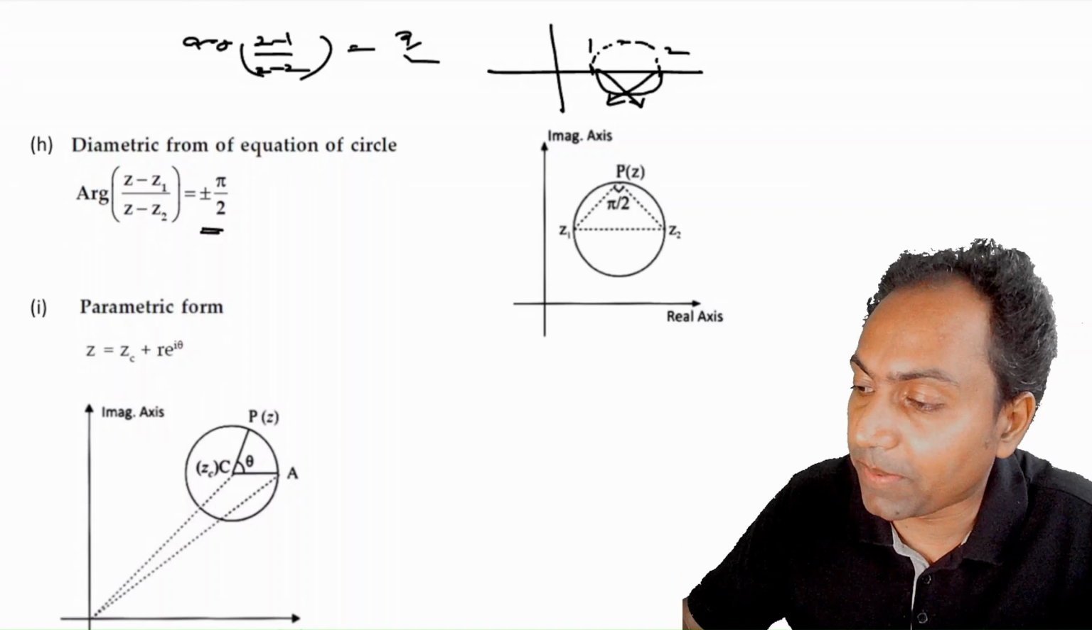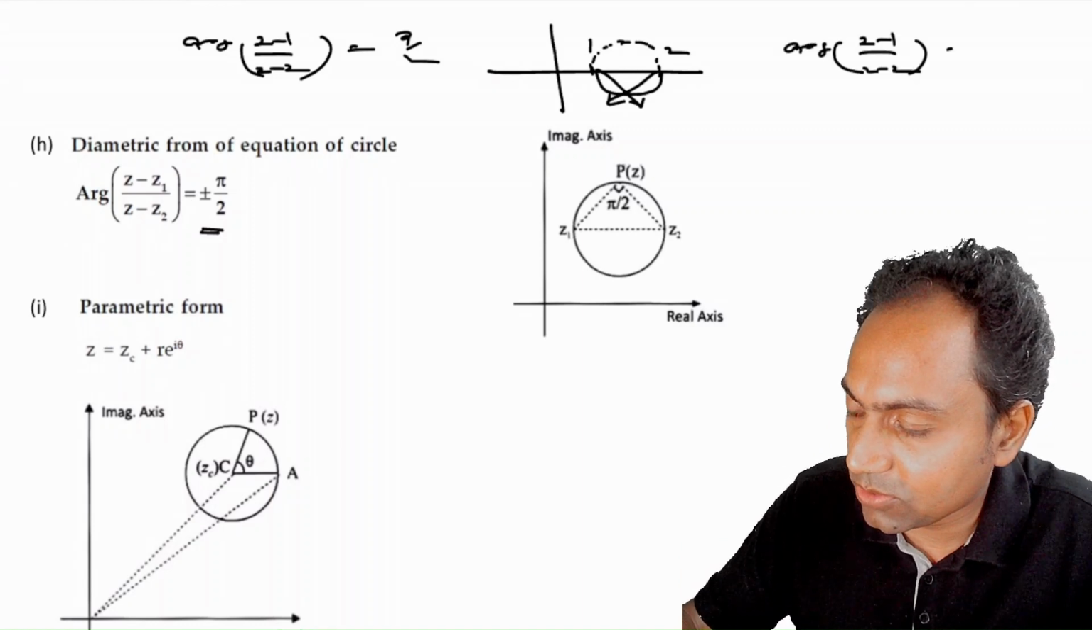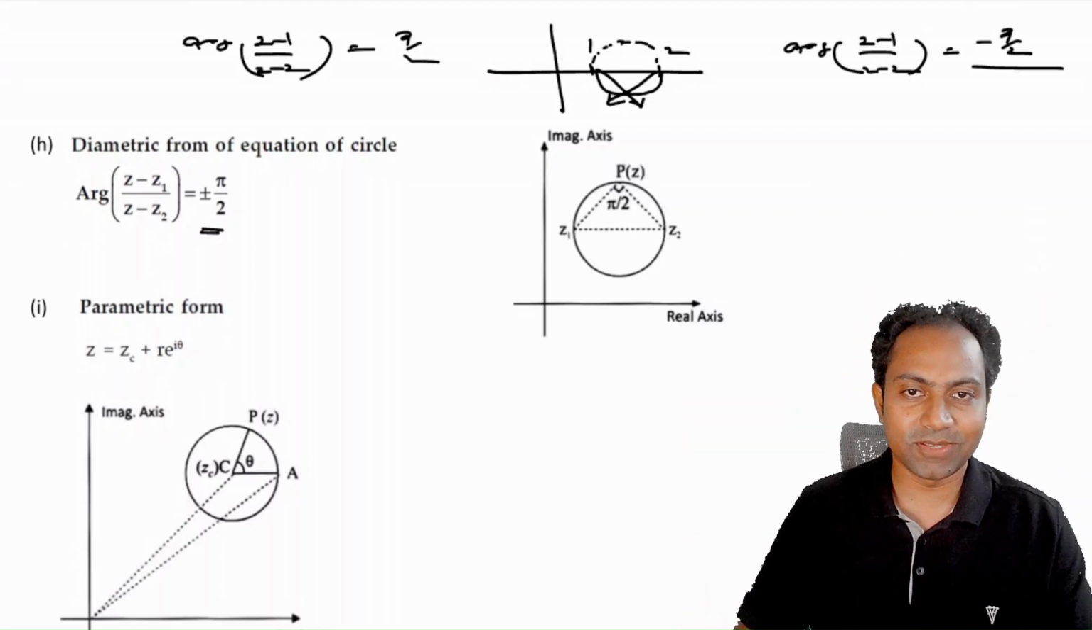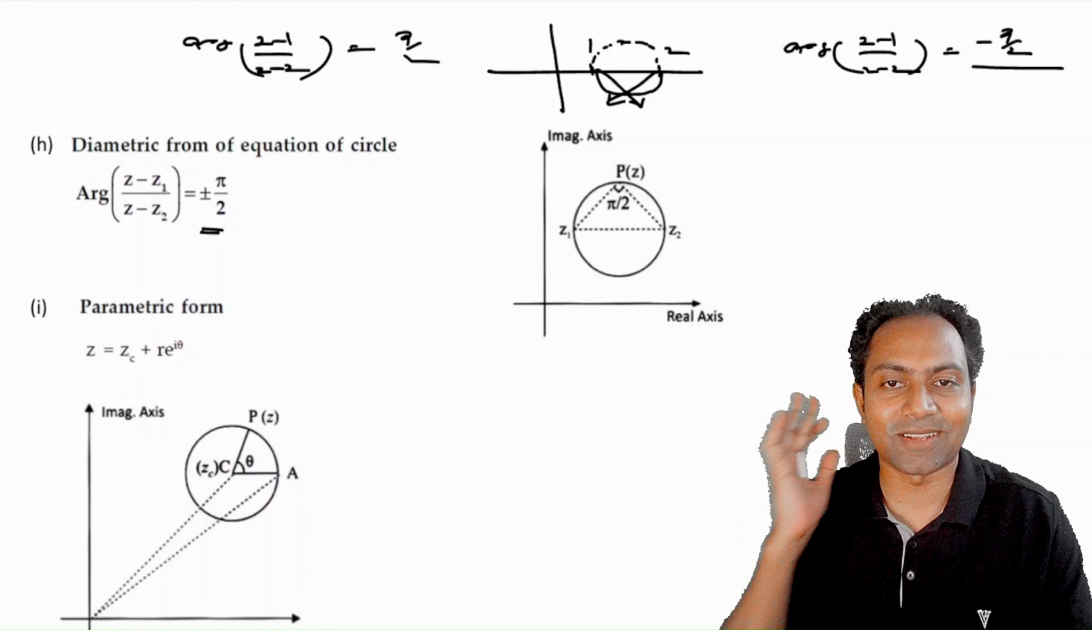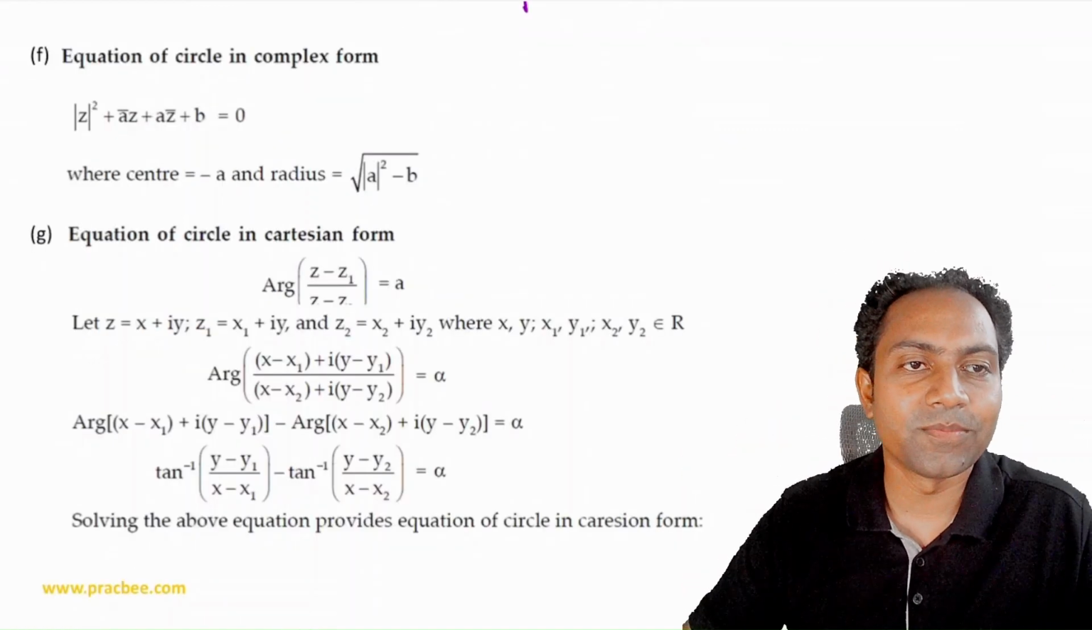If I want to get the upper half, what will I do? I will write argument of (z minus 1) by (z minus 2) is equal to minus pi by 2. In this case, I will get the top half of the same circle. So it is an equation of a semicircle. Now if you look into the next idea, it is nothing but the general equation of a circle.